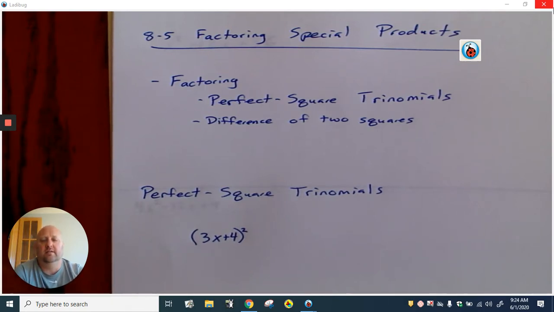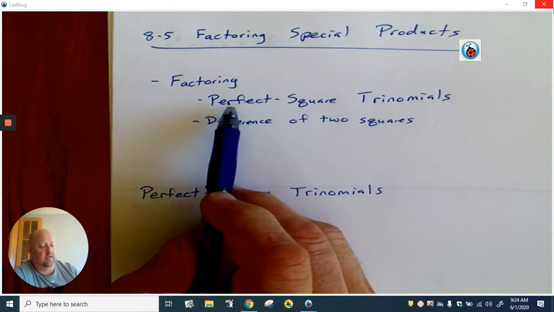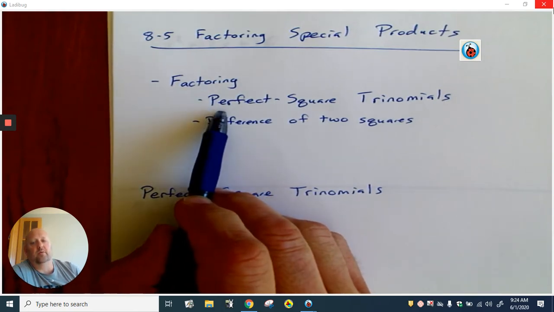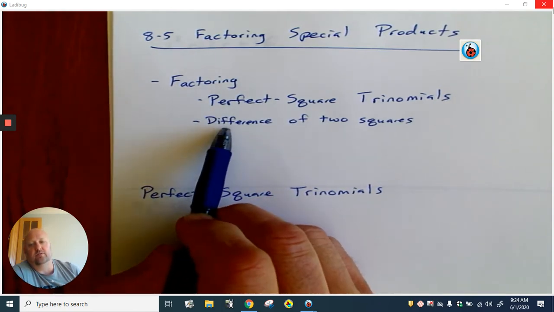So today, basically what we're dealing with are two special products that you want to keep an eye out for, because if you recognize the special ones, it becomes really, really easy to factor. Okay. But recognition is kind of the biggest key. So if you recognize some of the easy ones, it can just make your life really easy sometimes. So the two we're going to talk about are called perfect square trinomials and then a difference of two squares.